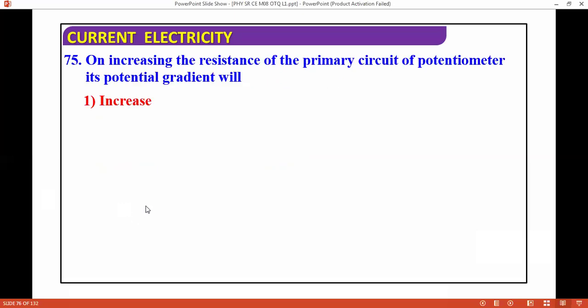Next question: on increasing the resistance of the primary circuit of a potentiometer, its potential gradient will... This is a very good question. On increasing the resistance of the primary circuit, the potential gradient will decrease.